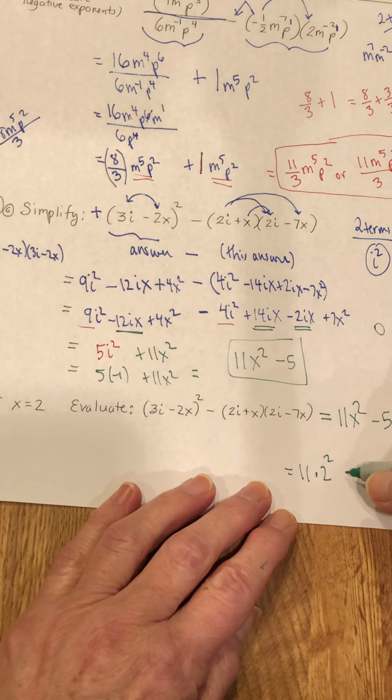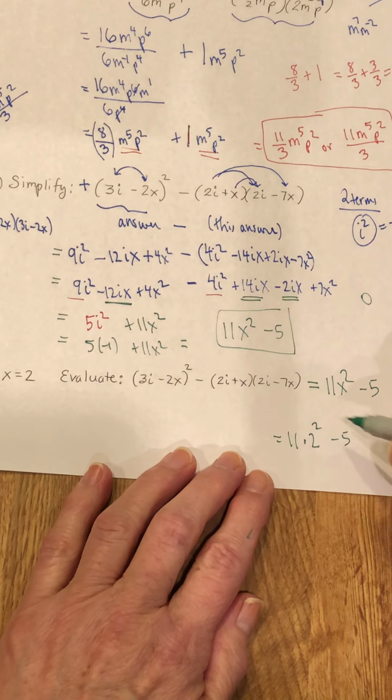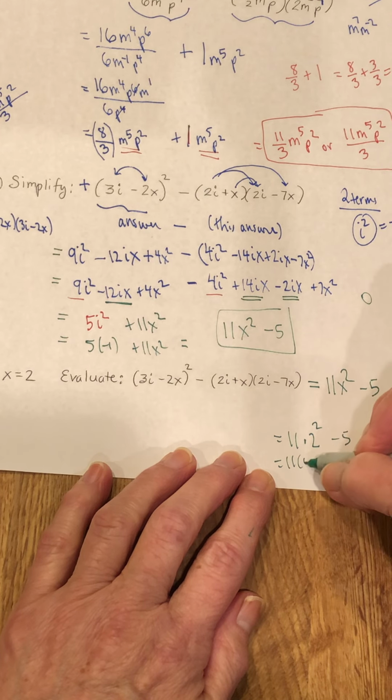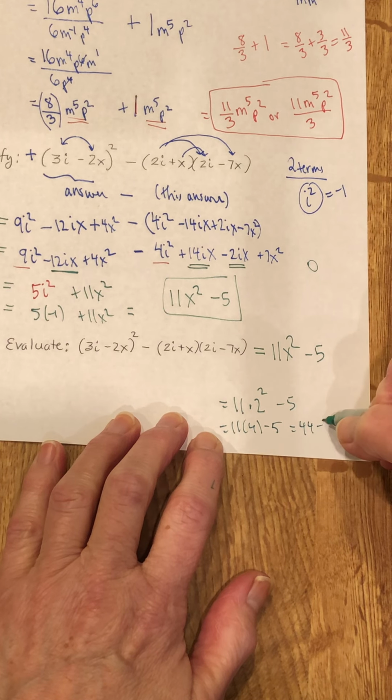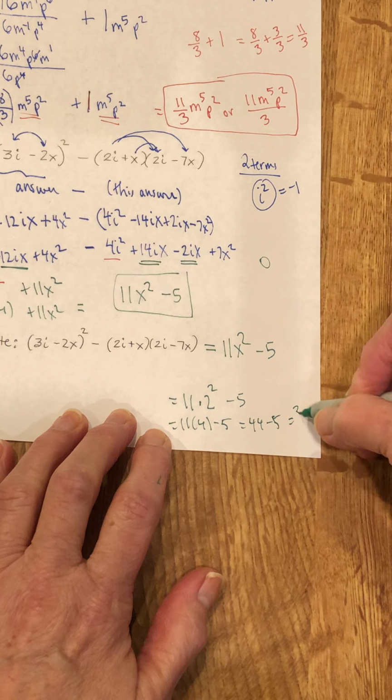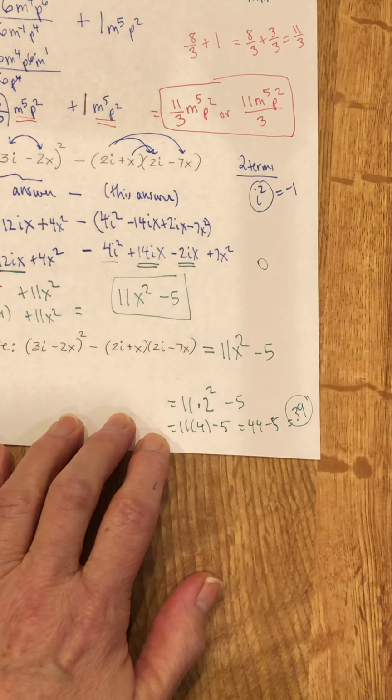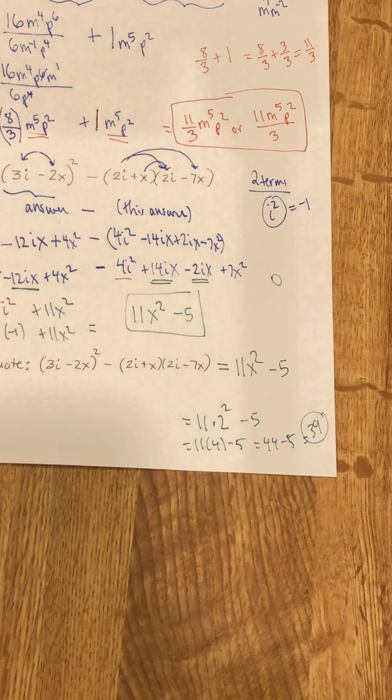11 times 2 squared minus 5. 2 squared is 4. 11 times 4 minus 5. 44 minus 5. It's just 39. There is an advantage to simplifying. All right, so that was our review, and the huge midterm is what's next.